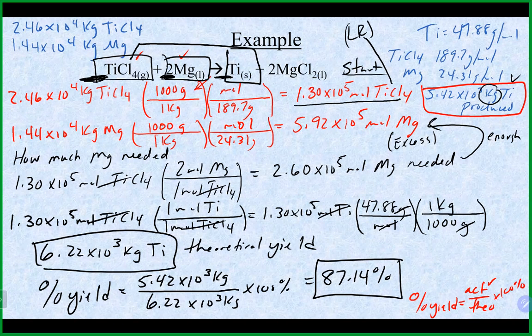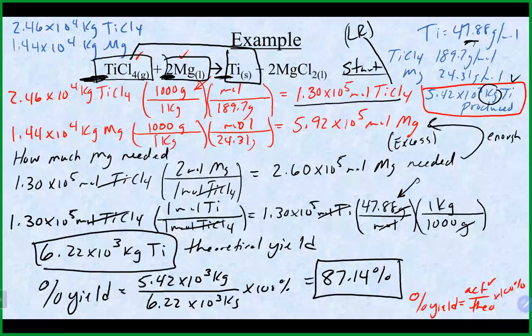Are we talking about this number, when I was converting? Say it one more time? For the theoretical, this number right here, that's the molar mass of Ti from the periodic table. Other questions?